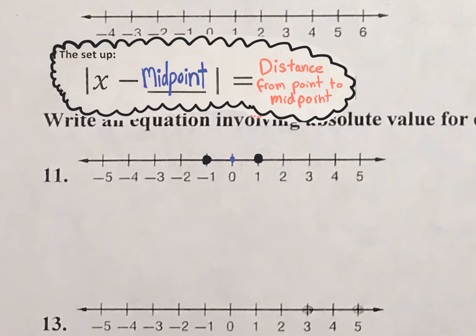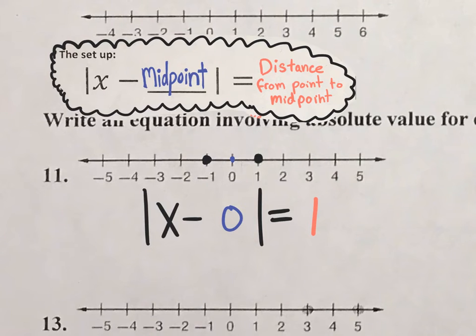So when you set this up, x minus the midpoint. What is the midpoint? We said the midpoint was 0, so x minus 0 equals, and then the distance, says up here, the distance from the point to the midpoint. From the point to the midpoint, what's the distance? How many units are you going from here to here? You're going 1 unit only. So the outside value says equals 1.